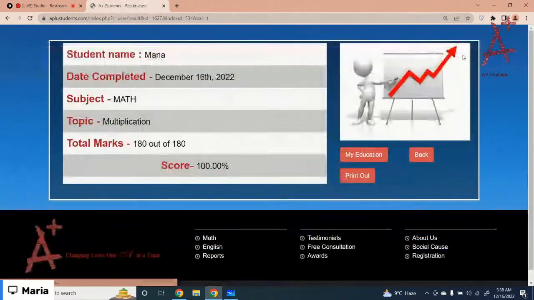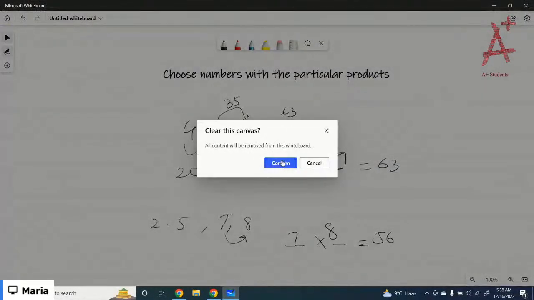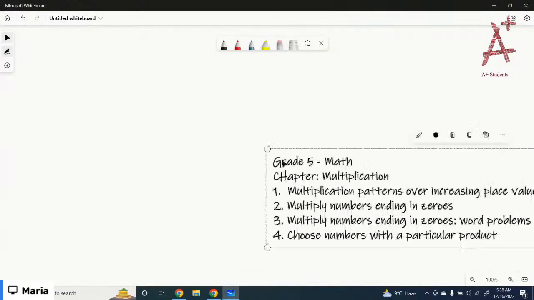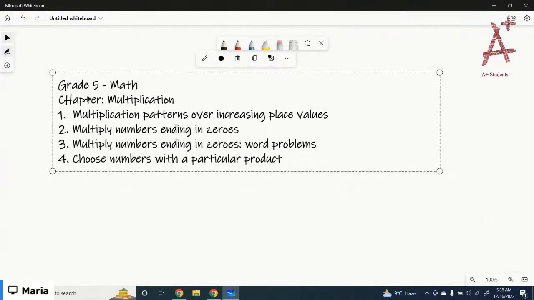Okay, so we have completed a test for the lesson. So here is a list of the lessons we have covered today. We are working on the chapter multiplication, and the lessons we have covered today are multiplication patterns over increasing place values, then multiply numbers ending in zeros, then multiply numbers ending in zeros word problems, then we did choose numbers with a particular product.